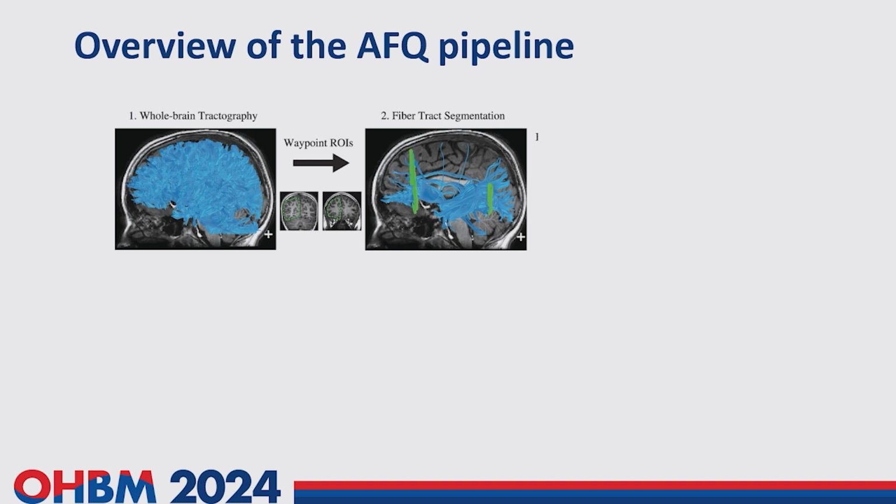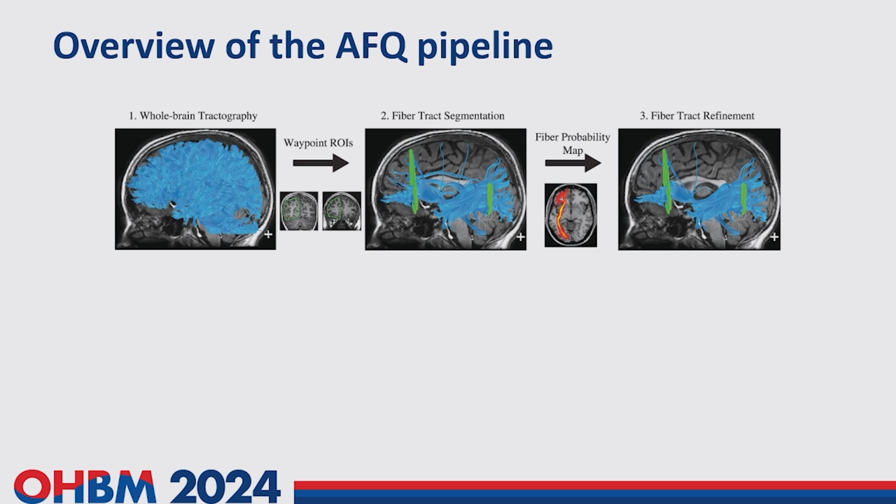So AFQ has been developed by Jason Yeatman, and it's now available both for MATLAB and Python, which is very cool. And again, this picture you've already seen, but just to recap, AFQ identifies white matter bundles by leveraging two waypoint ROIs for each bundle. A streamline becomes a candidate for being part of the bundle if it passes through both waypoints.